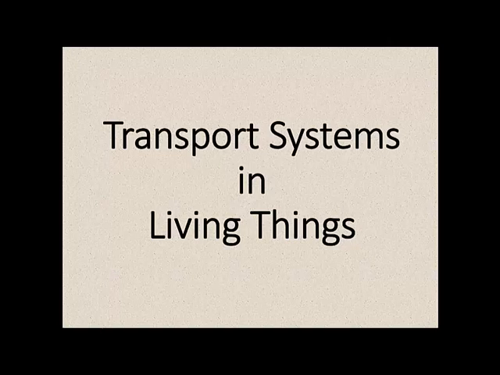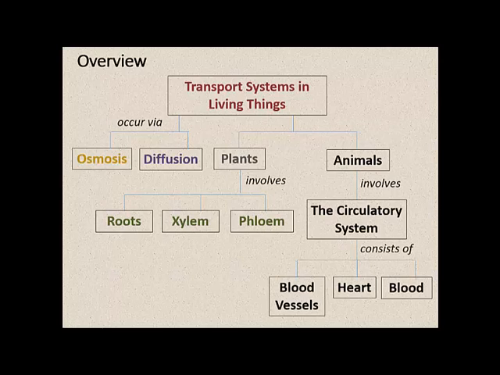Today, we will be learning about transport system in living things. Here is an overview of the topic. There are two processes that occur in living things, diffusion and osmosis. These two processes allow useful substances to be transported in and out of cells in organisms. Both plants and animals have their own unique transport systems.